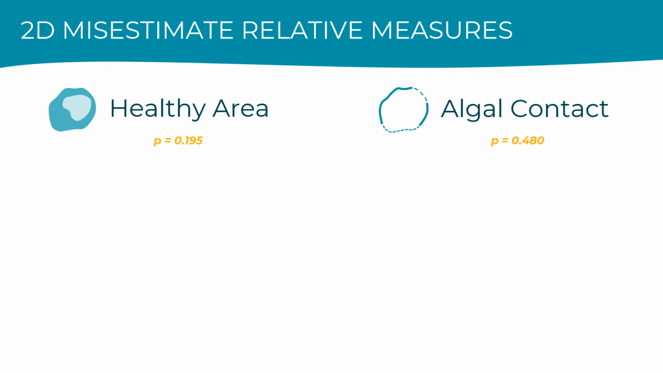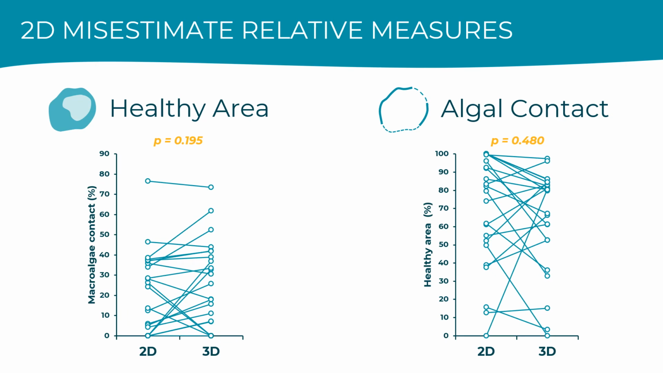However, it doesn't necessarily mean that they are similarly estimating coral health or the percentage of border in contact with algae. When we take a look at the data, actually we can see that 2D images sometimes underestimate and sometimes overestimate those variables. So actually, in this case of relative variables, 2D images are giving us wrong estimates, and this is a problem, right?